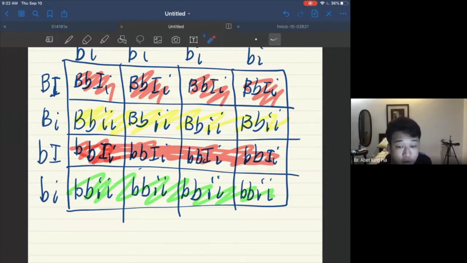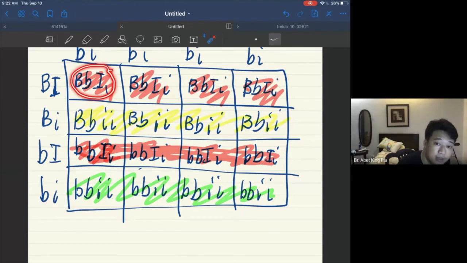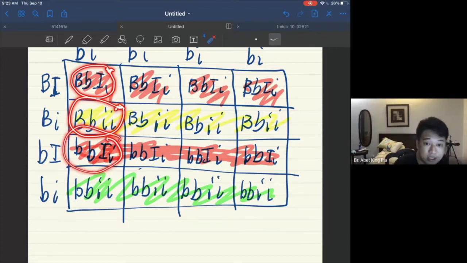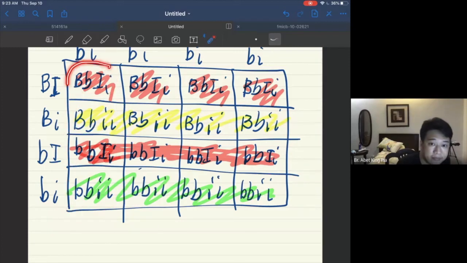Genotypic ratio 4:4:4:4. Okay. For the following genotypes. Capital B, small b, capital I, small i. Capital B, small b, tapos homozygous for small i. Yan. Ito yung mga genotypes. Now, yung first genotype, ano yung kulay nito?